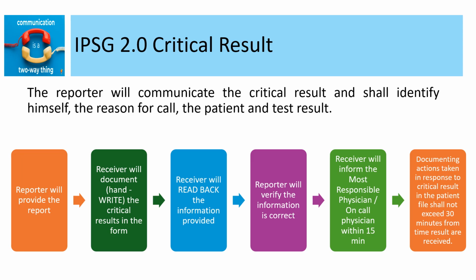The reporter will communicate the critical result and shall identify himself, the reason for call, the patient and test result. Reporter will provide the report to the receiver. Receiver will document, and write, the critical results. Receiver will read back the information provided. Reporter will verify the information is correct. Both the reporter and the receiver must document the readback verification procedure was carried out.